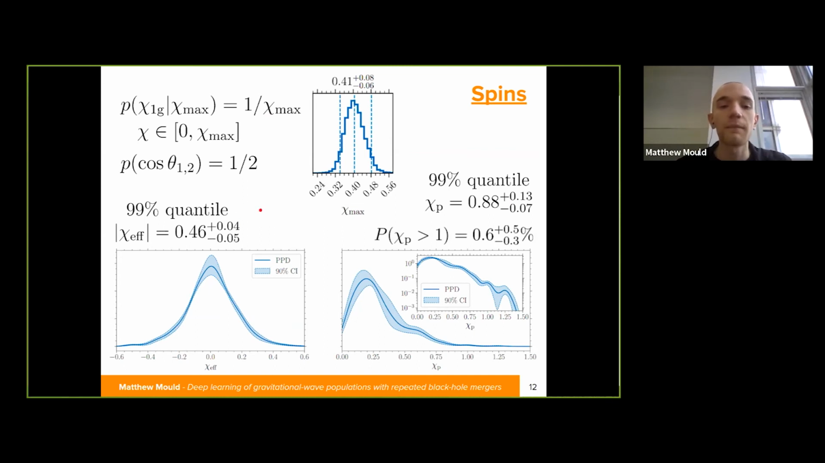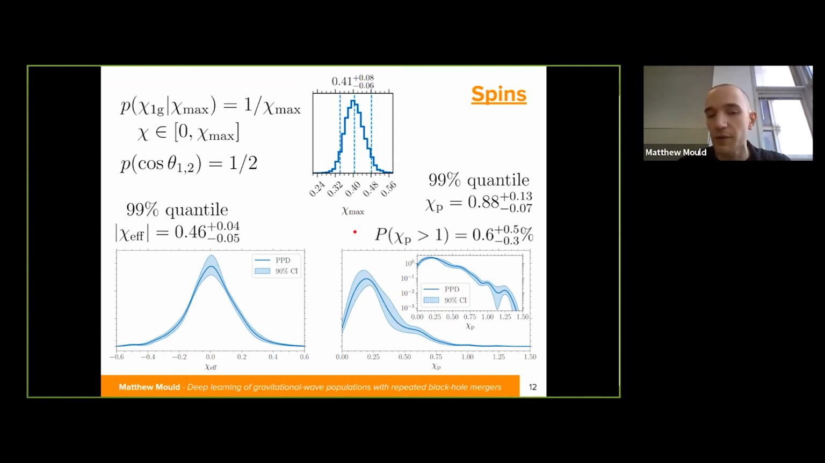But this is just a kind of misspecification in our model. What we do find, consistent with previous analyses, is on the magnitudes of chi-effective. We typically find that black holes in the current catalog, and in the underlying population, have effective spins less than about 0.4. More interestingly, we can look at the constraints on the precessing spin.